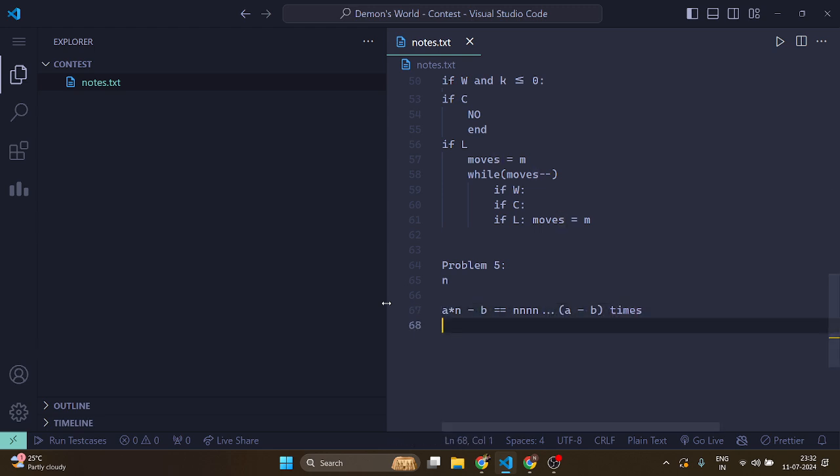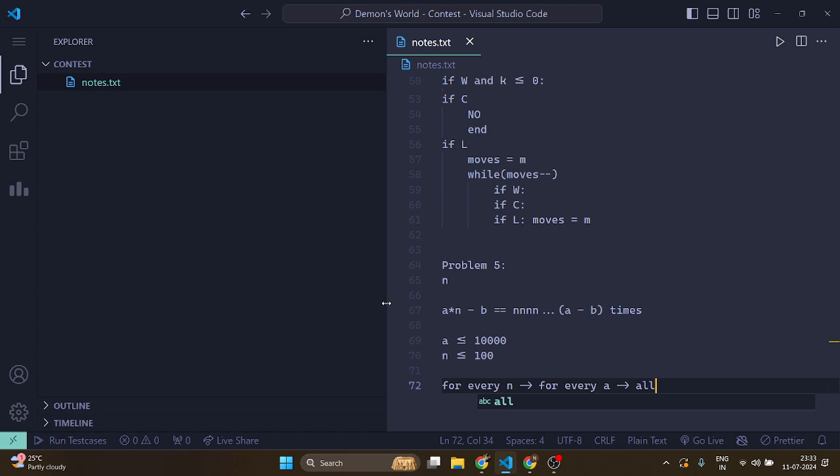This was a very easy question because a was less than or equal to 10,000 and n was less than or equal to 100. If you loop for every n and then for every a, find all possible values of b, your answer will be solved. Since n can be up to 100 and a is up to 10^4, for every possible n, inside that for every possible a, just find all potential values of b.